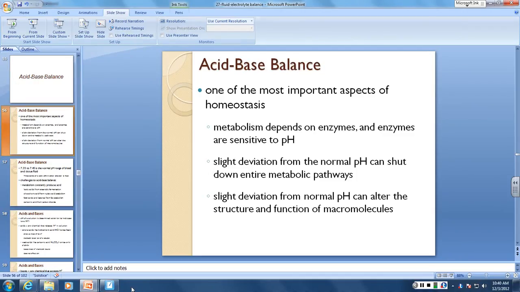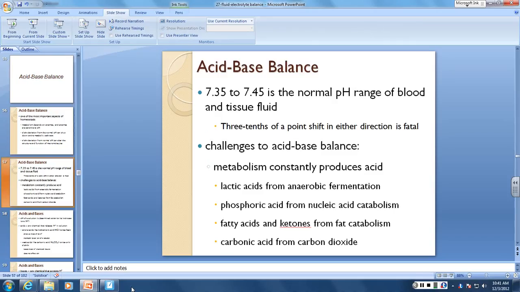So temperature and pH have to be maintained because our cells can only function when they are in a very narrow range. Slight deviation from the normal pH can shut down the entire metabolic pathways. Slight deviation from normal can also alter the structure and function of proteins, the macromolecules within the cells that make up the cells. And temperature is the same, so that's why body temperature has to stay very close to 98.6 degrees, because any shift is going to have an adverse effect on the proteins and enzymes.